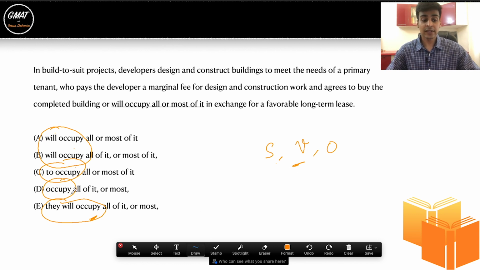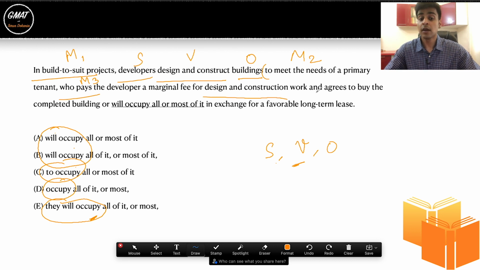Now, knowing that there are these separate parts, let's try to read the sentence and figure out how it would work. In build-to-suit projects, this is a modifier. I will be pointing out these modifiers and parallel constructions here so you can practice as well. Developers design and construct buildings. I have my subject, I have my verbs, plural, and I have my object. To meet, this is a modifier. Again, the needs of a primary tenant. Who pays? This will be another modifier. Who pays the developer marginal fee for design and construction work?